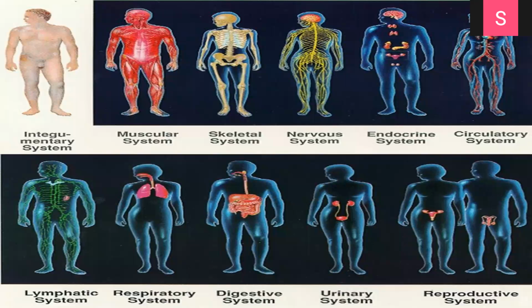An organ system is a group of tissues that work together to perform closely related functions. There are 11 organ systems in the human body: integumentary system, skeletal system, muscle system, nervous system, endocrine system, also cardiovascular, which is the circulatory system. Lymphatic and immune systems are together in this group. Respiratory system, digestive system, urinary system, and reproductive system.